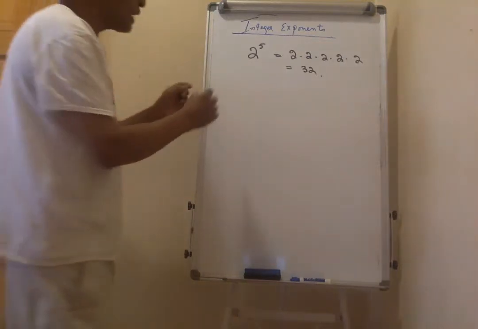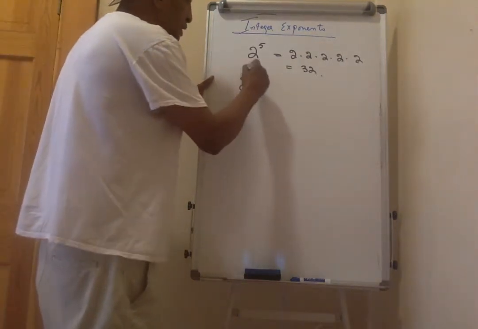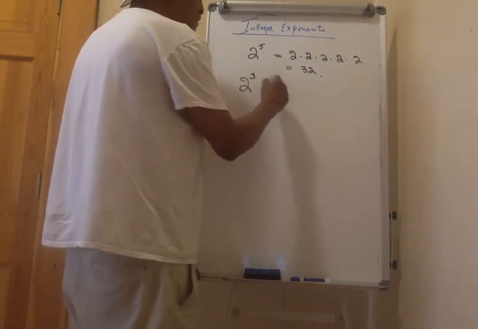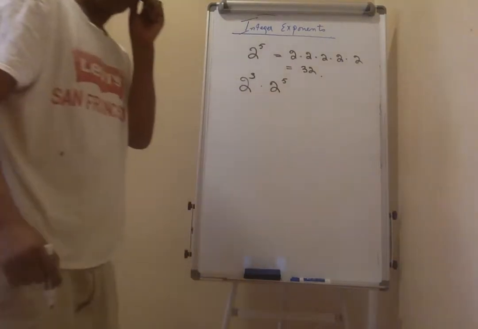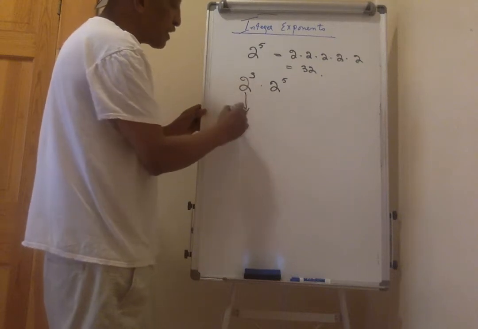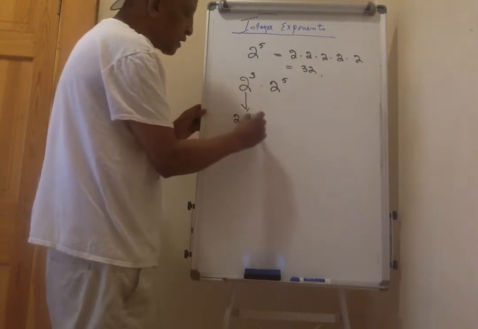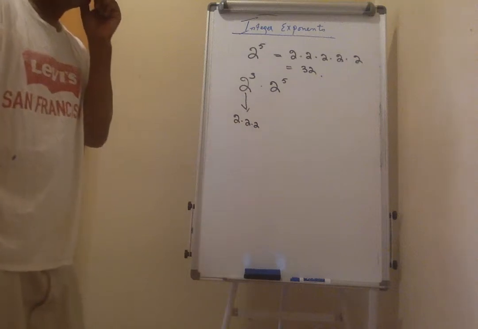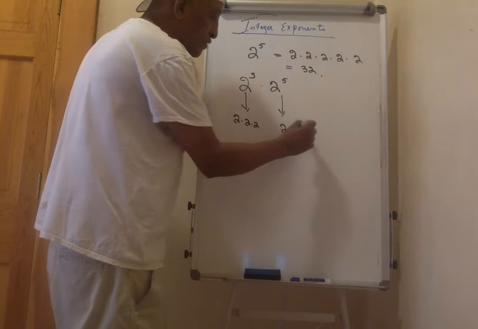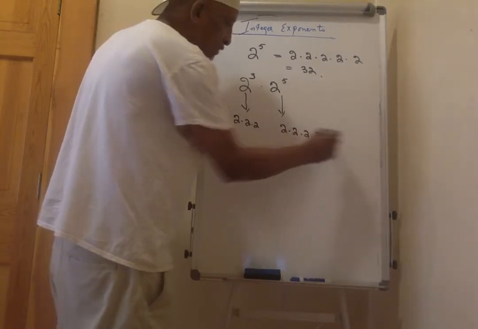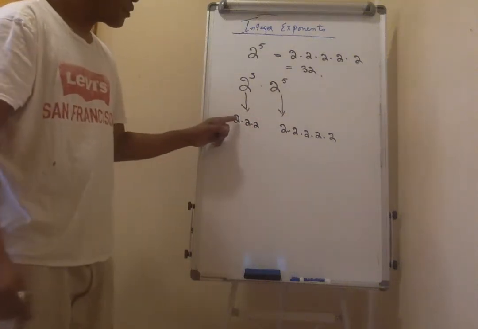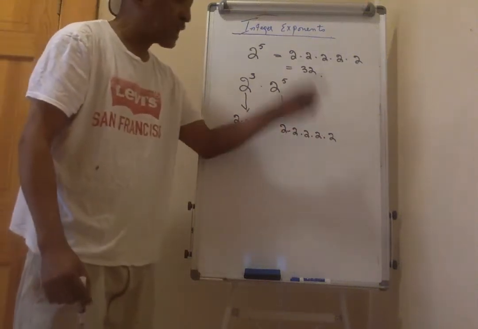Now, what if I have 2 to the third, and then I'm multiplying it by 2 to the fifth? And what do I get as a result? Mind you, 2 to the third is telling me I'm multiplying the number 2 three times. And then this one is how many times? 5 times. 1, 2, 3, 4, 5. There are how many 2's? 1, 2, 3, 4, 5, 6, 7, 8.